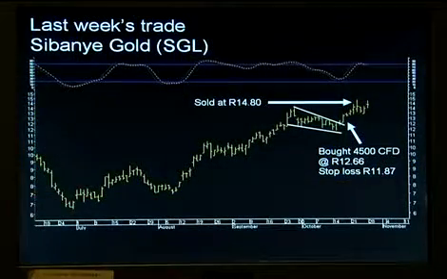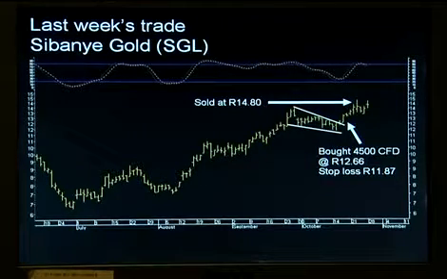So this one worked out very, very quickly, and we were able to bank a profit at 14 Rand 80, which was close to my target of 15 Rand. Yeah, pretty close, only 20 cents away. Did it ever get to your target after you'd banked it, or has it? No. The highest that it got to was 14 Rand 87, so it didn't get as high as my target price.